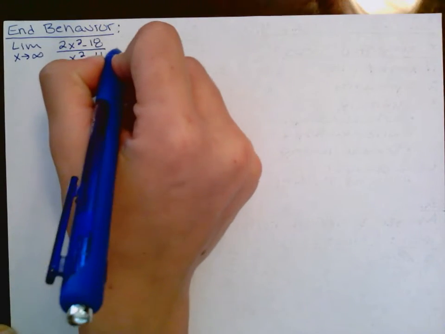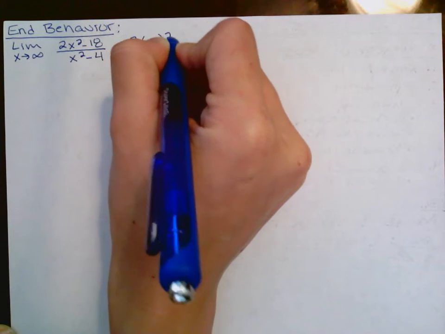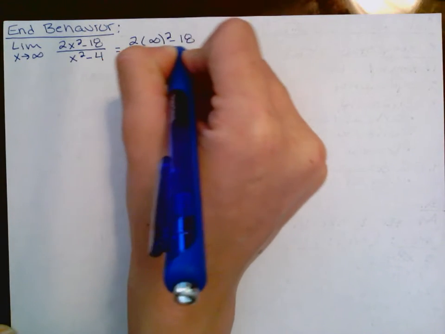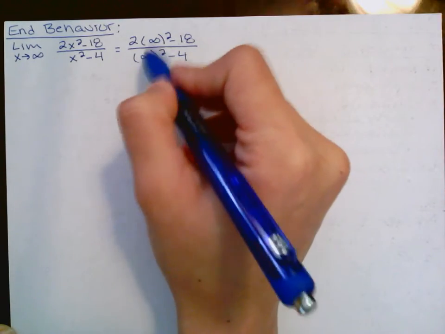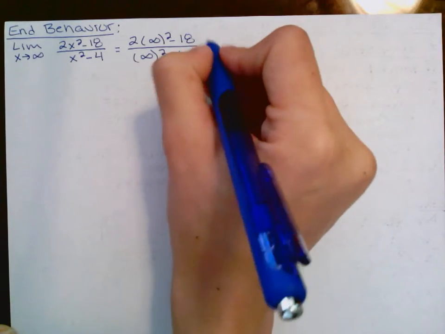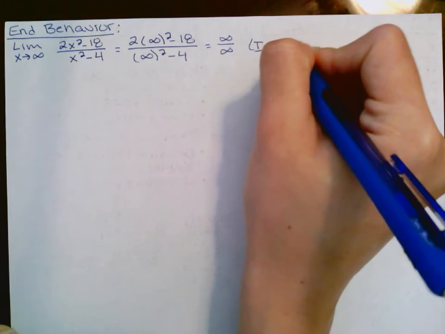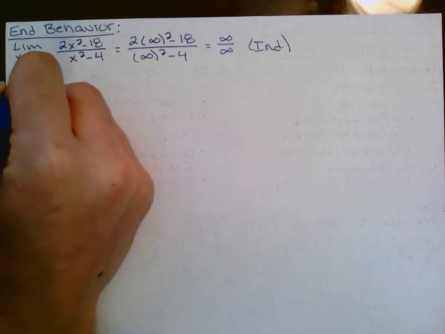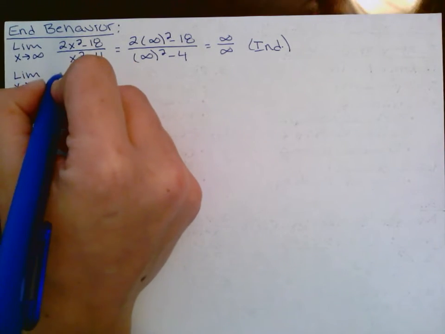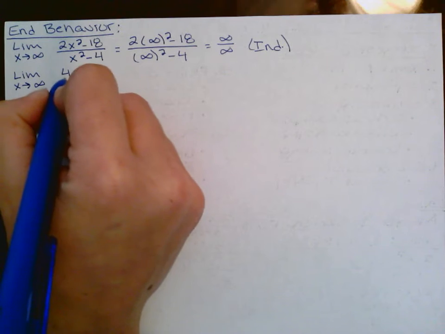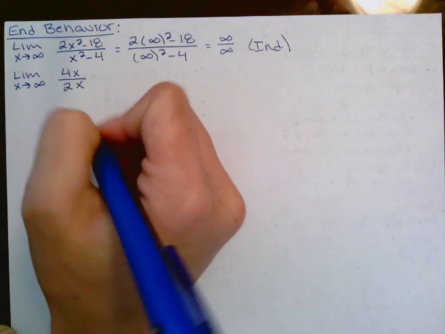If you don't feel confident moving that quickly, you plug in the infinity. Right? Infinity squared times a number minus a small number. I'm still going to get infinity over infinity, which is an indeterminate, which allows me to do L'Hopital's. Derivative here would give me 4x. Derivative of 18 is 0. Over, this is going to give me 2x. Okay, derivative of negative 4 is 0.